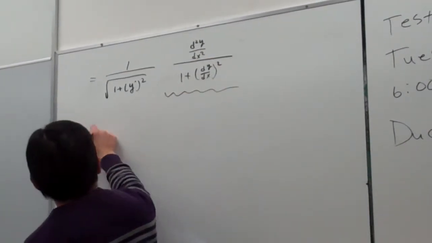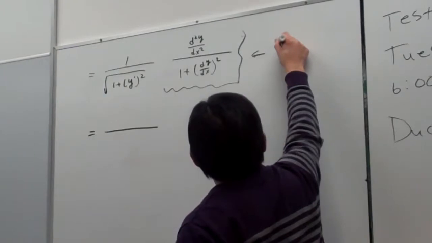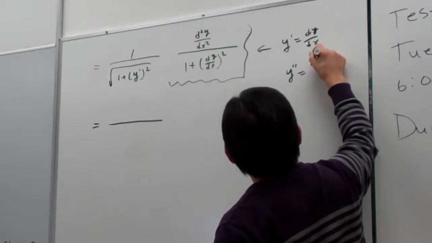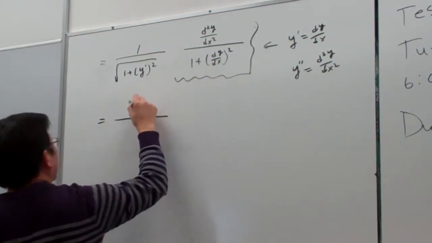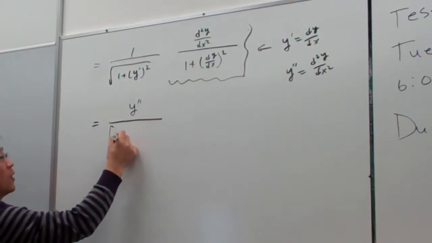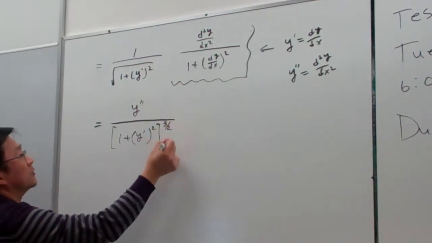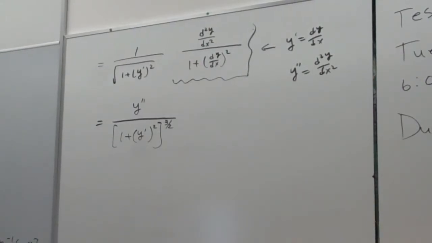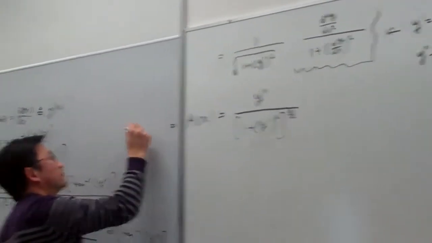Again, let me rewrite these things. In this form, I introduce y prime equal to dy dx, and y double prime equal to d squared y dx squared. So the numerator will be y double prime, and the denominator will be 1 plus y prime squared to the power 3/2. Now I combine both into here. So this is the curvature. This is our kappa of x.